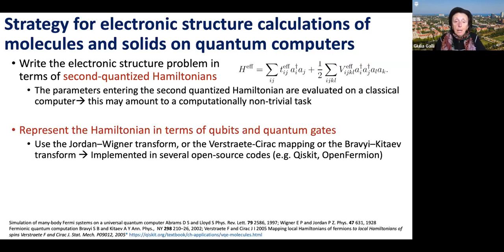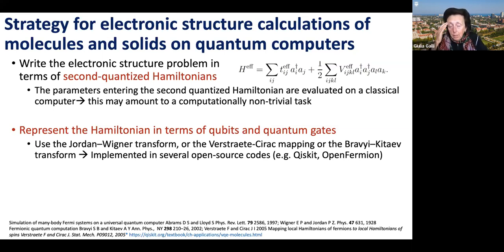We represent the Hamiltonians in terms of qubits and quantum gates, and there are transforms to do that. The first one is 1927, I think, or something. Of course, not for a quantum computer, but to transform the Hamiltonian into Pauli operators. And we did not implement this, but we used the implementation of these transforms in open source codes that have been put out there by IBM.